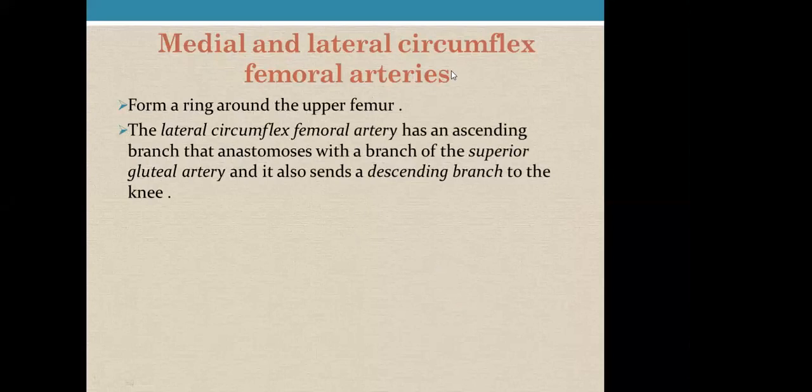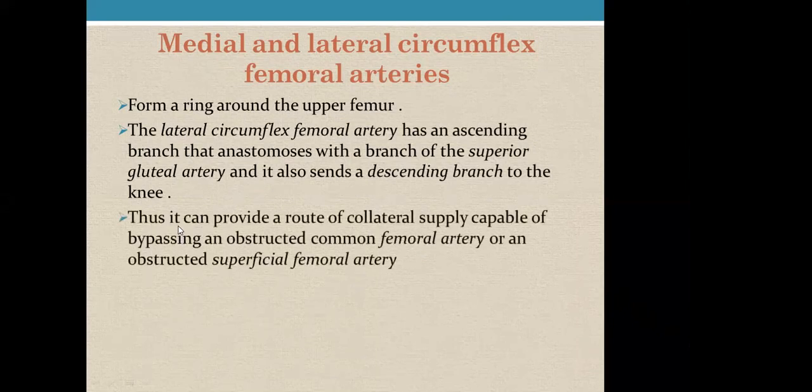The medial and lateral circumflex femoral arteries, which are the first 2 branches of the profunda, form a ring around the upper femur. The lateral circumflex femoral artery has an ascending branch that anastomoses with the branch of the superior gluteal artery, and it also has a descending branch to the knee. Thus, it can provide a route of collateral supply capable of bypassing an obstructed common femoral artery or an obstructed superficial femoral artery.